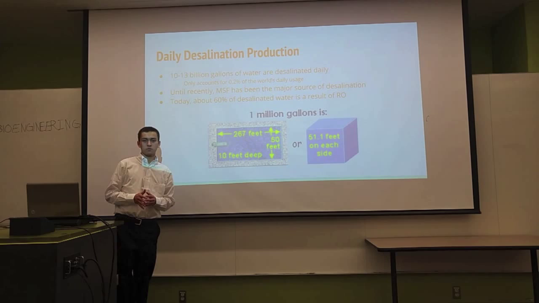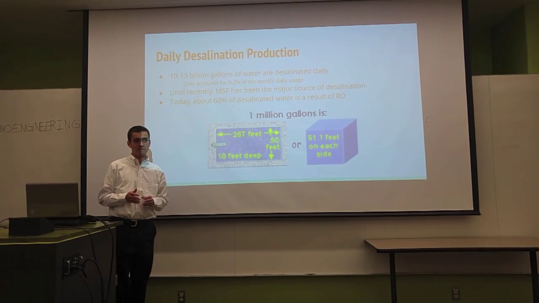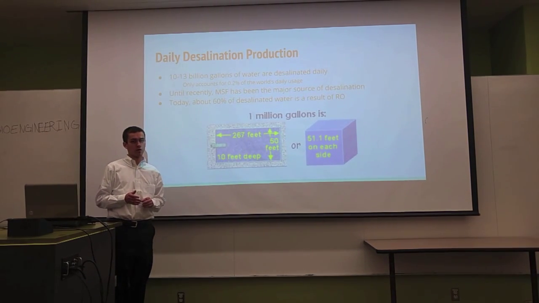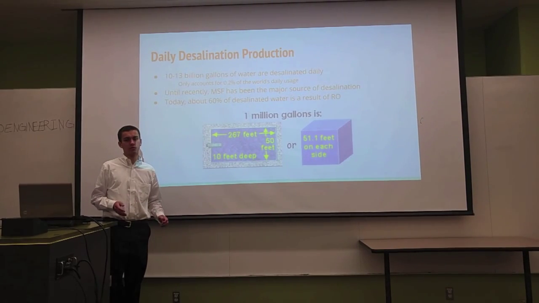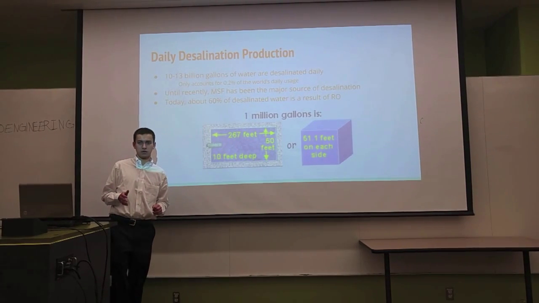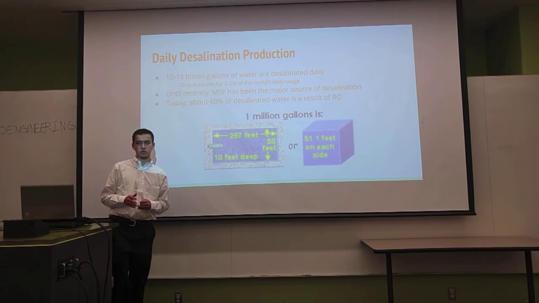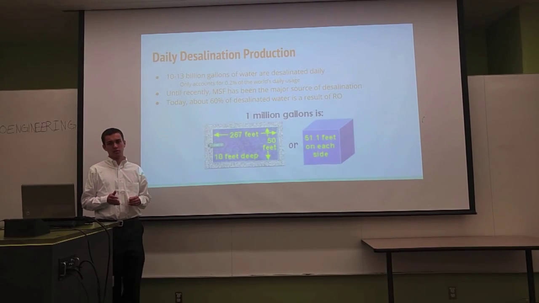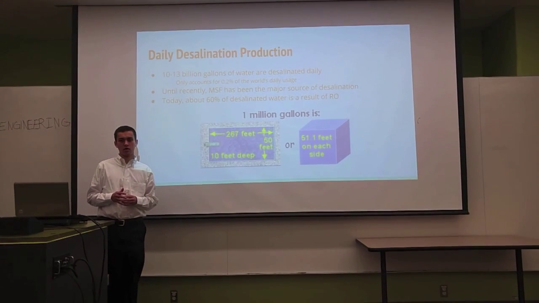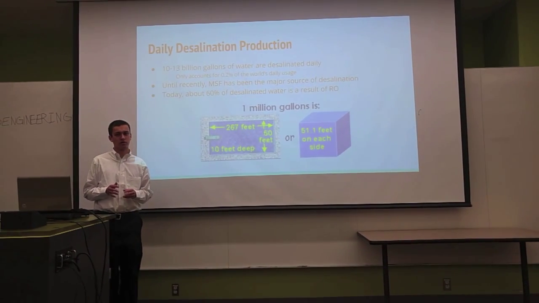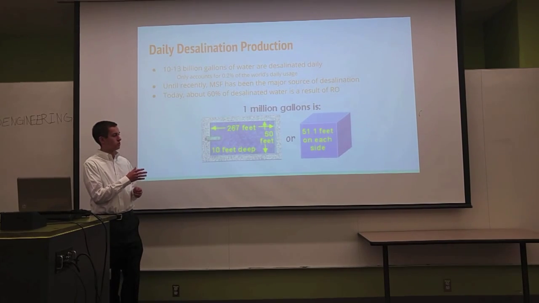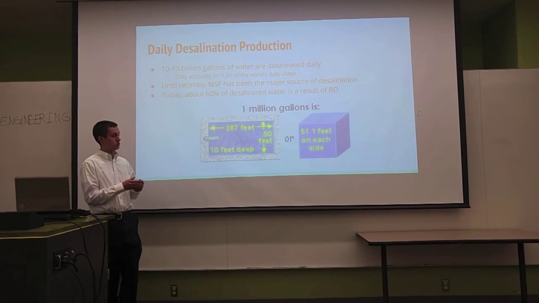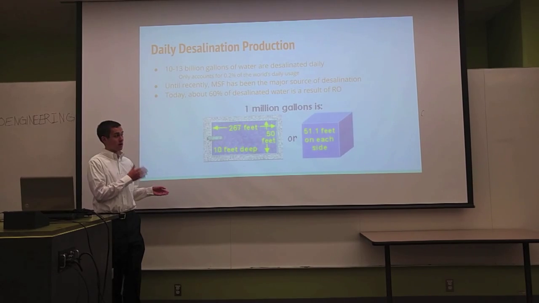Daily desalination production amounts to about 10 to 13 billion gallons of water every day. Despite how large this number is, this still only accounts for 0.2% of the world's daily water usage. Up until recently, multi-stage flash has been the primary source of desalination, but now it's about 60% reverse osmosis. The graphic here shows how large a million gallons is, so a billion gallons would be 1,000 times that.